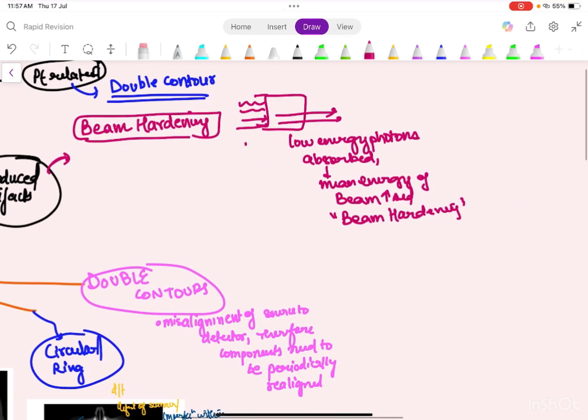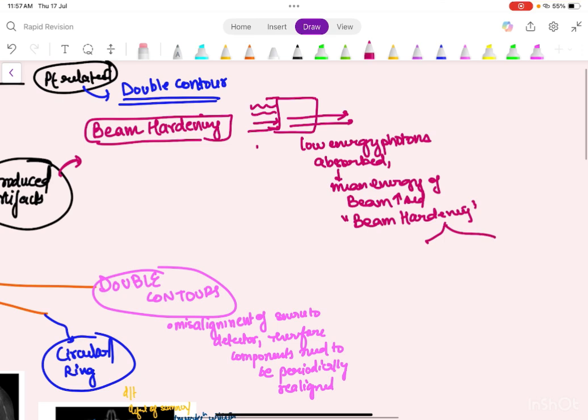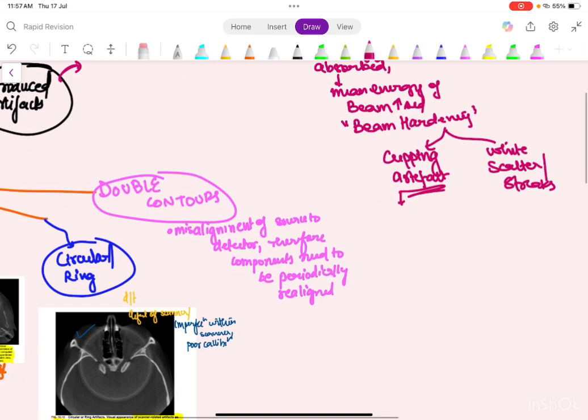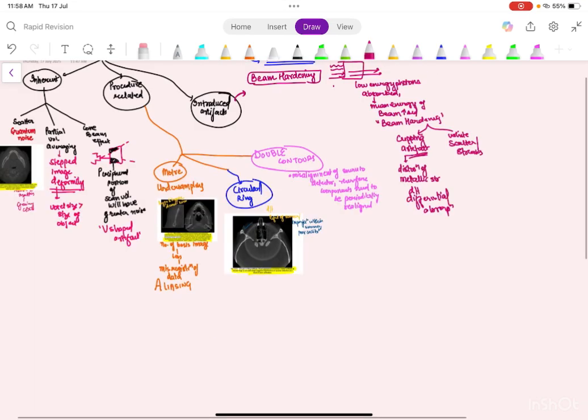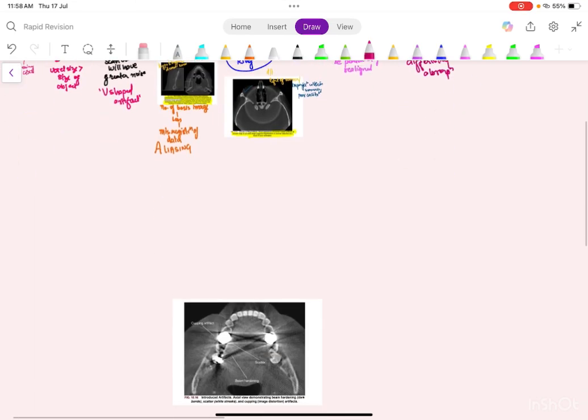Now this leads to two things. One is the cupping artifact and one is the white scatter or streaks. Now cupping artifact is distortion of metallic structure due to differential absorption. Okay, now I'll just show you an image of beam hardening that is often asked in the exam.